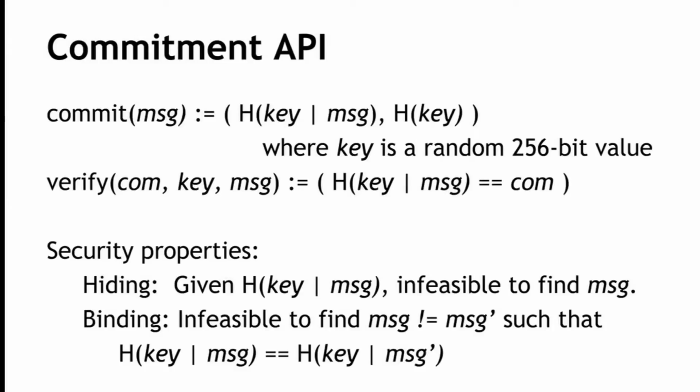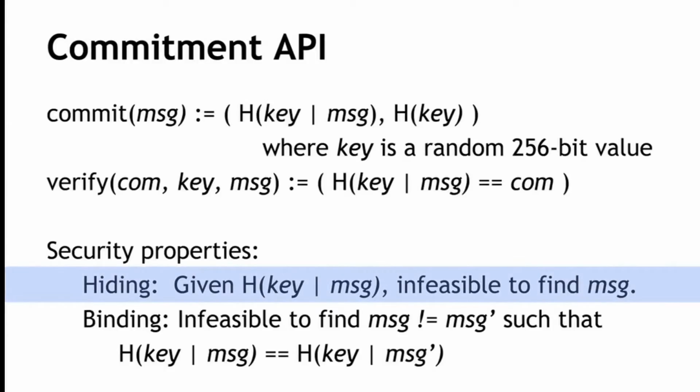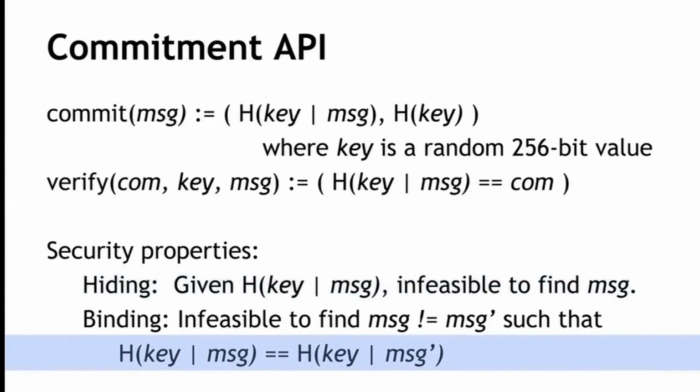So now the security properties, if we go down to the security properties that were at the bottom of the previous slide, and we just plug in the definitions of how we're going to implement this, that is, this used to say given com, it's infeasible to find message, we just plug in what com is. Com is the hash of key concatenated with message. And similarly down here, this is what happens when we take what was written there before and plug in the definition of verify and com. Okay, so now what these properties become, the first one is: given H of key concatenated with message, it's infeasible to find message. Well, it turns out that that's exactly the hiding property that we talked about before.